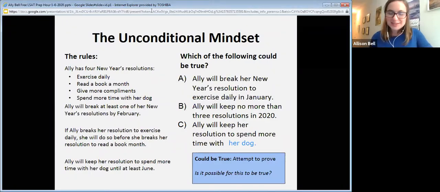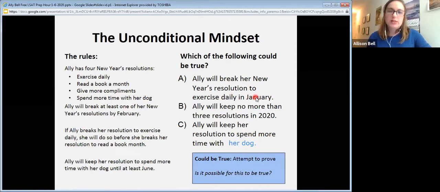Okay, let's think these through together. I see Samantha's got some great thinking coming in the chat window. So she said that I could break my resolution to exercise based on the first rule. So let's check that out. So we're looking at answer choice A, that I will break my resolution to exercise daily in January. And now I'm not thinking, does this have to be true? I'm just thinking, is this possible?